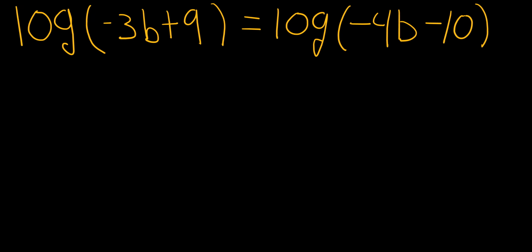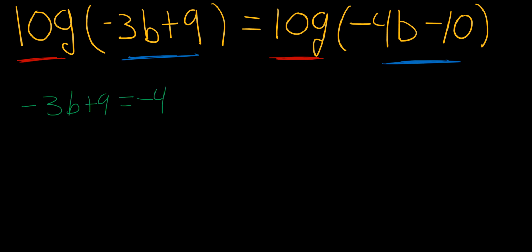So in this example, I have log of negative 3b plus 9 equals log of negative 4b minus 10. Pause, take a break, see if you can figure this one out. In case you guessed it, because we have the same base on both sides, just log and log, we can set our terms, negative 3b plus 9 and negative 4b minus 10, equal to each other. So let's do it. We have negative 3b plus 9 equals negative 4b minus 10.